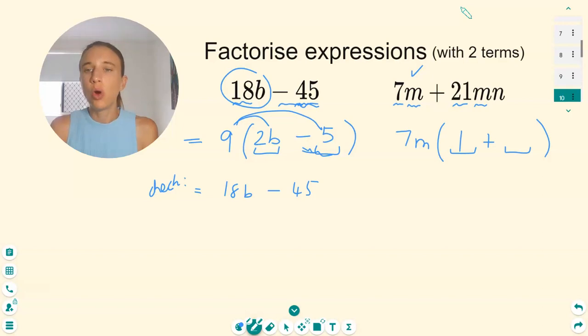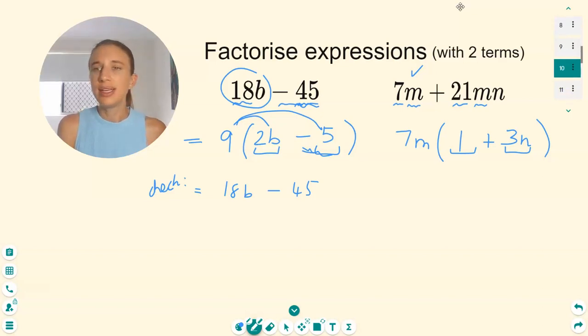7m times what gives me 21mn? We'll just check the coefficients first. 7 times what gives me 21? 3. And then 7m times what gives me 21mn? Need to get an n in there somewhere. All right, we're looking good.